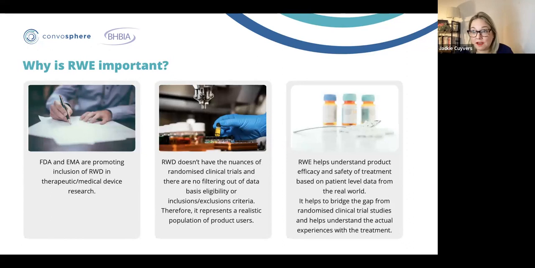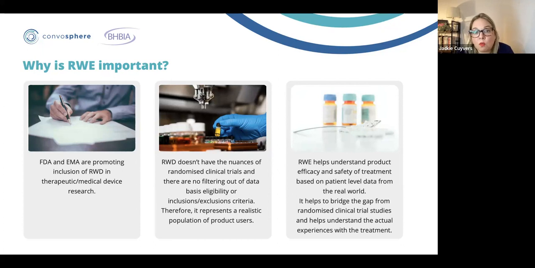So why is this important? Well, first of all, not only is it important, but the FDA and EMA are promoting inclusion of real-world data in the medical device and therapeutic area treatment development. So they're looking to not just the scientific research, but to the data and research that's shared by patients to get more of a holistic view of the patient experience and treatment areas.